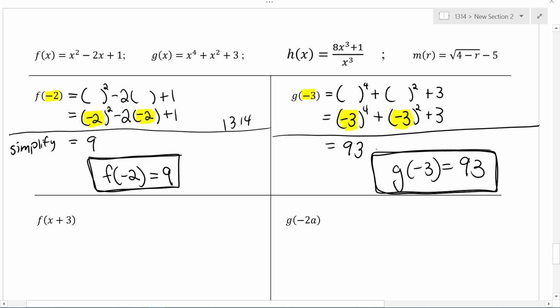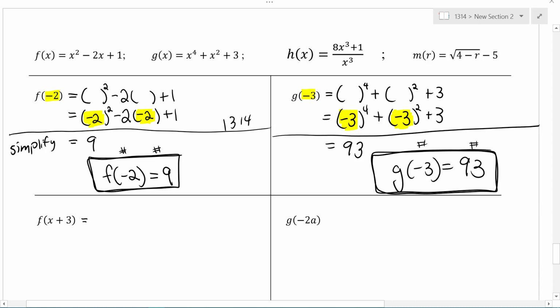Okay, so things start to get a little bit more interesting again when we start to put in variables, right? We said number in, number out. So both of these first examples are number in, number out. Okay, not too bad. These next two examples, we're putting in variables, so variable in, variable out. Okay, so this is f of x plus 3.